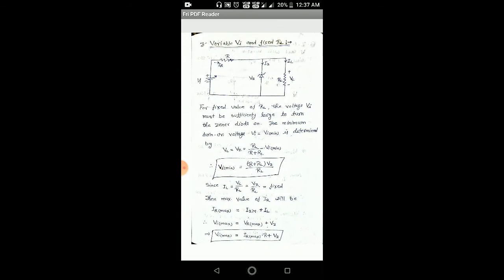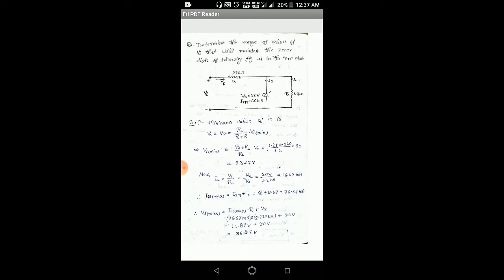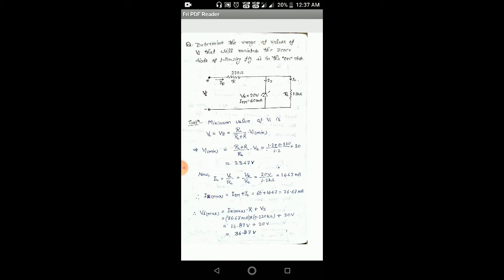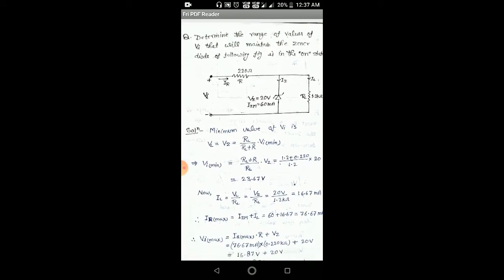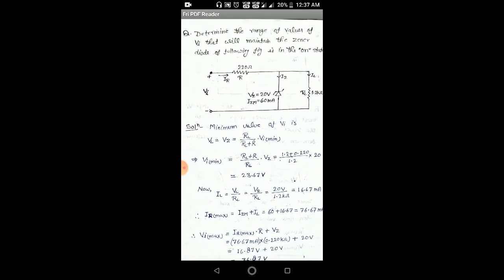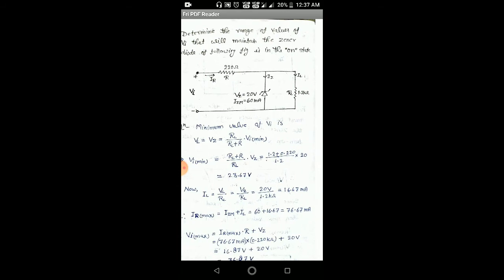Now a numerical problem based on this case. Determine the range of values of Vi that will maintain the Zener diode of the following circuit in the on state. So we need to obtain that range of Vi which always keeps the Zener diode in the on state.